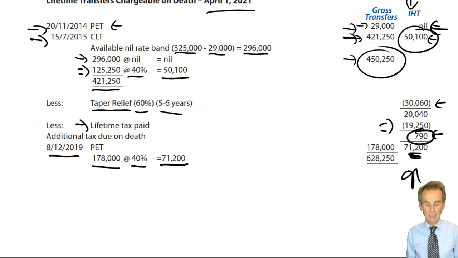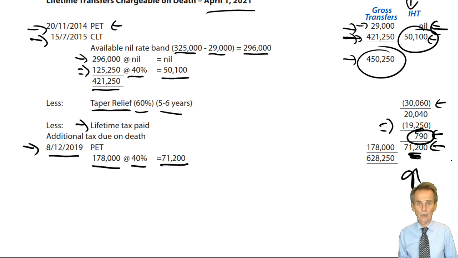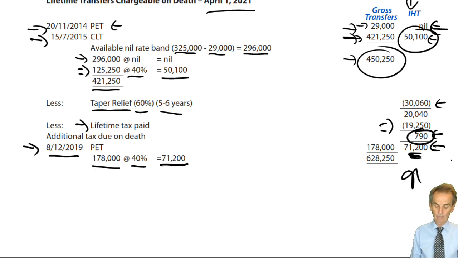That £790 paid by the trustees. As a totally separate payment, again, I think it was the son that benefited from that particular PET, he would have to pay the £71,200. So the £790 and the £71,200 are separate liabilities.